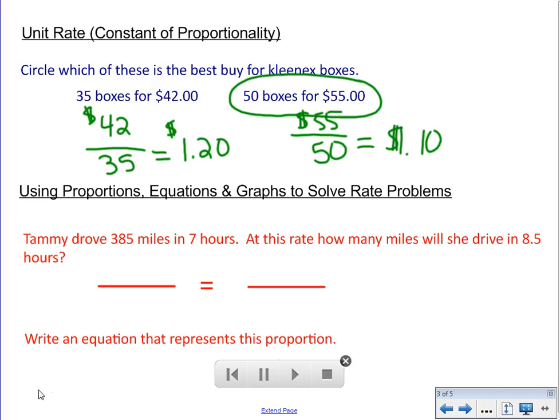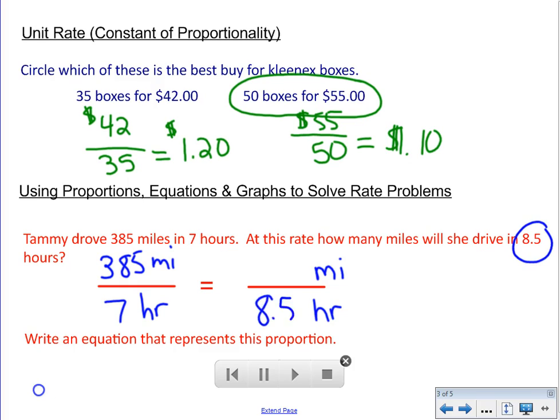So let's put miles on top and hours on the bottom because we usually say miles per hour. 385 miles in 7 hours. Remember, different up and down, same units across. So I'm going to have miles here and hours in the denominator. They want to know how many she will drive in 8.5 hours. So I have to put that where hours go. This is what I don't know, so I have to solve for my variable. To do that, we cross multiply.